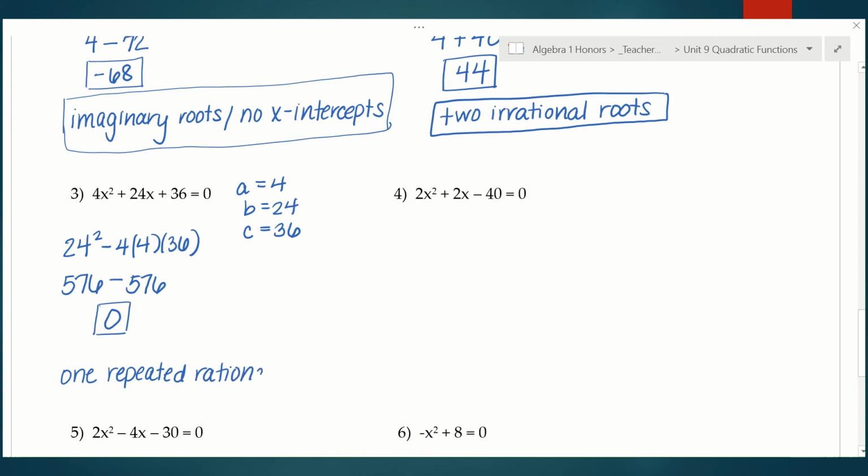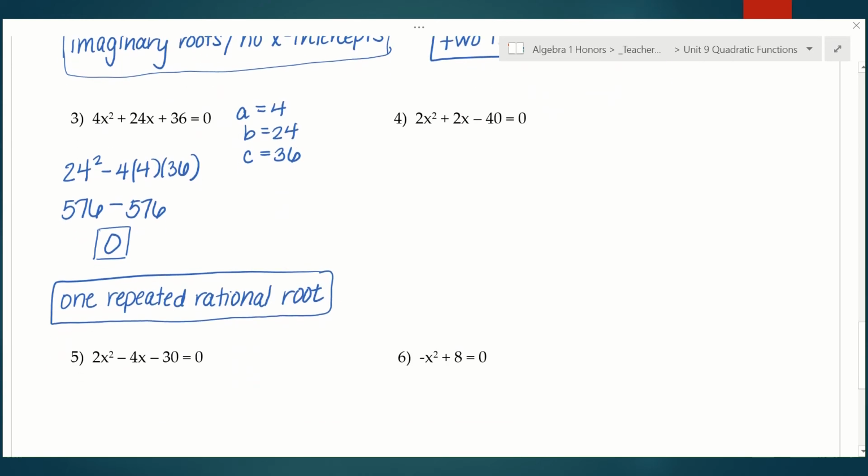rational root. And again, it's repeated because if I were solving this equation, I would have gotten 2 factors that were the same, and so I get x equals whatever twice. Okay, so that's what repeated means. All right, let's keep going.